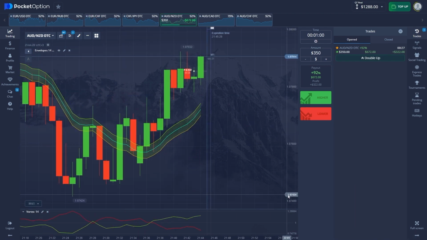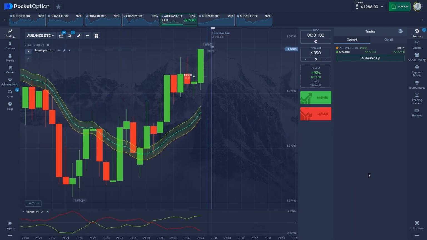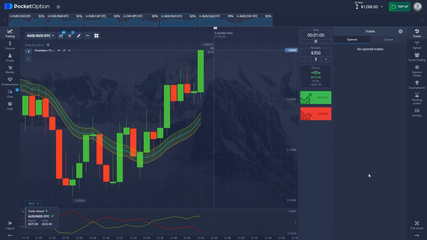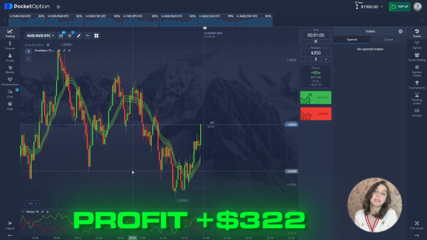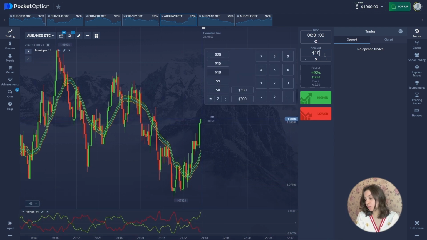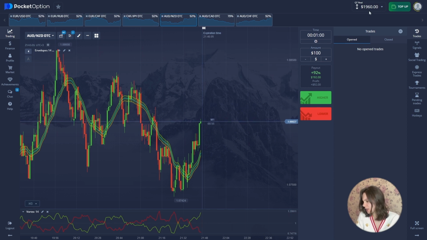Let's watch. Yeah, this deal was closed successfully. So let's reduce the amount of transactions to $100 for now in order to avoid risks, and immediately switch to the next currency pair.